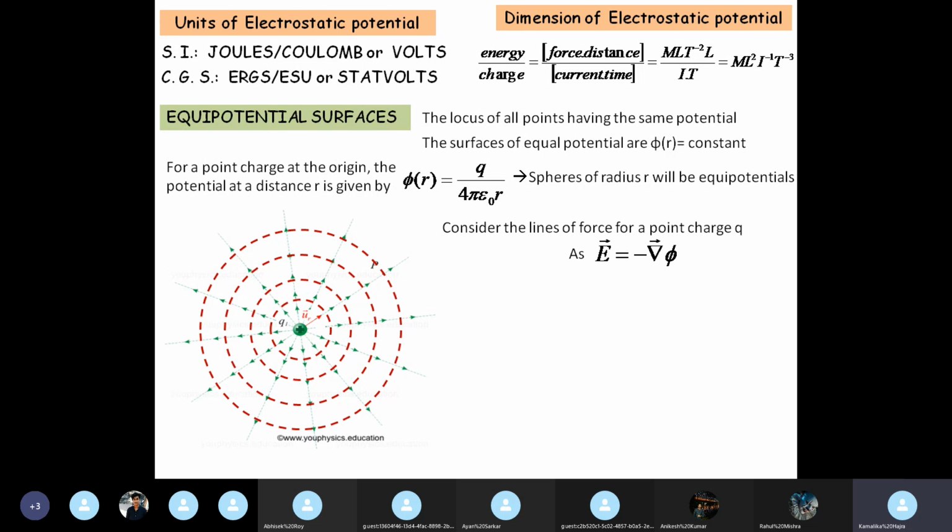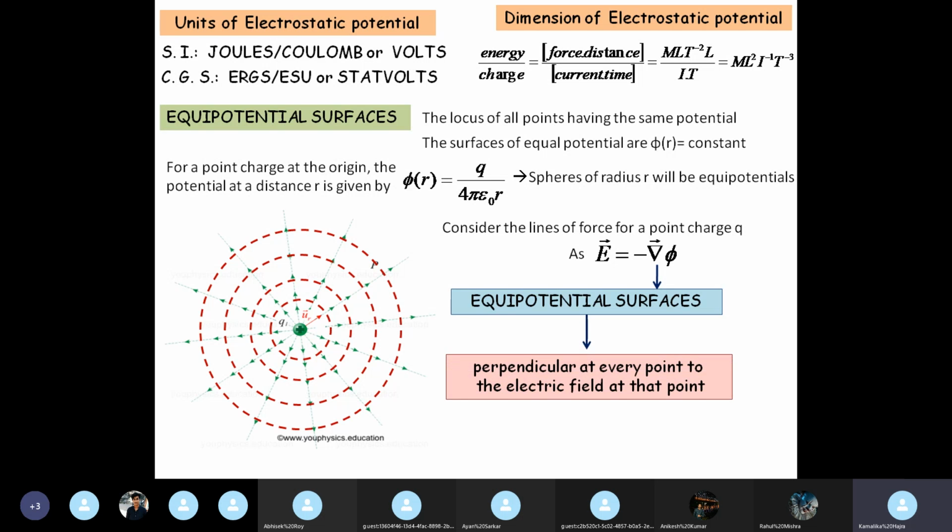Since E equals minus grad phi, the equipotential surfaces are always perpendicular at every point to the electric field at that point. We know that grad phi is always perpendicular to these surfaces, and we know that the electric field direction is radial, and therefore it is always normal to these surfaces. So we can say that equipotential surfaces are perpendicular at every point to the electric field at that point.